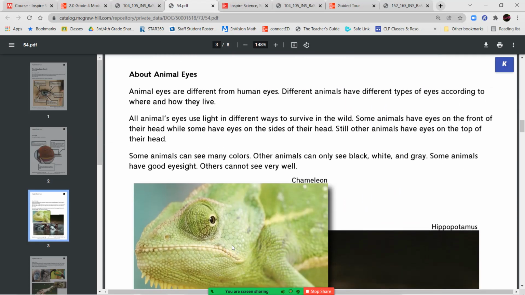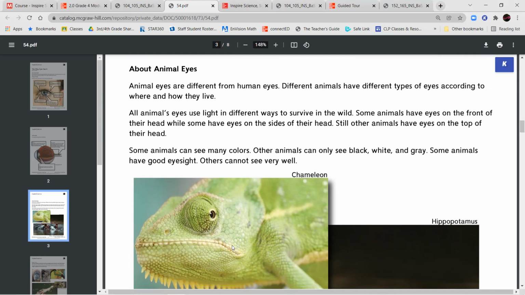About animal eyes. Animal eyes are different from human eyes. Different animals have different types of eyes according to where and how they live. All animals' eyes use light in different ways to survive in the wild. Some animals have eyes on the front of their head, while some have eyes on the sides of their head. Still other animals have eyes on top of their head.